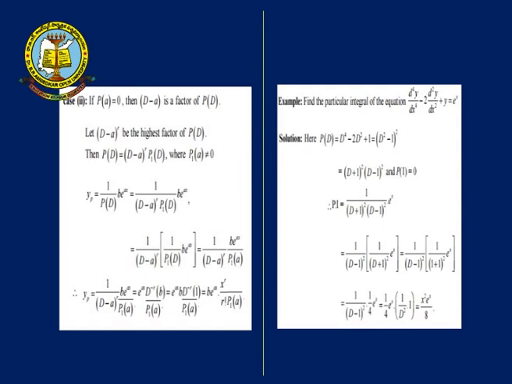So in case 1, I will directly substitute a. But whichever terms are zeros, for those we take x to the power of r by r factorial.